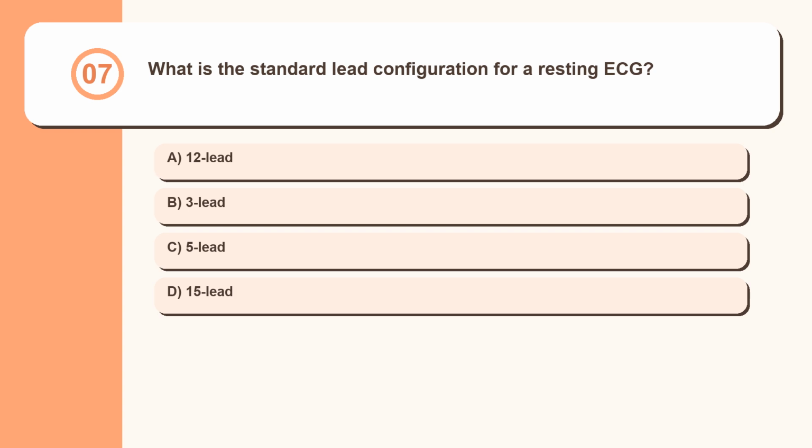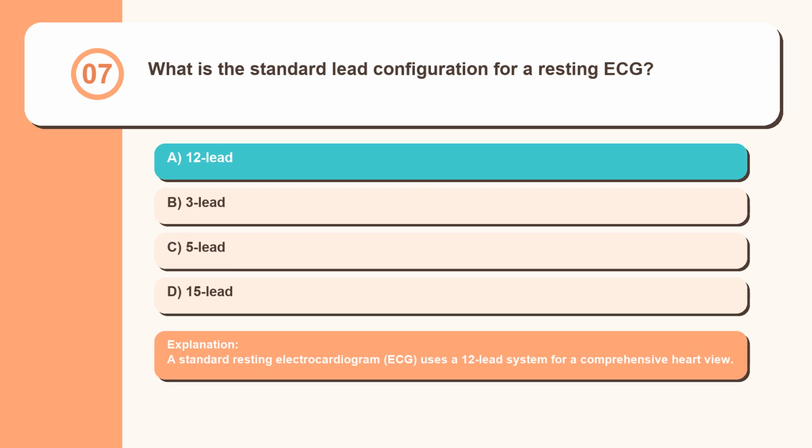Question 7. What is the standard lead configuration for a resting ECG? 12 lead, 3 lead, 5 lead, 15 lead. A standard resting electrocardiogram, ECG, uses a 12-lead system for a comprehensive heart view.